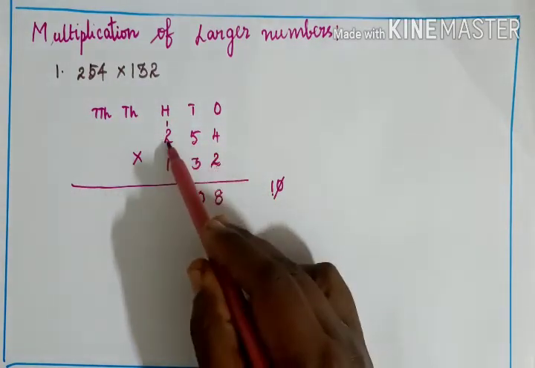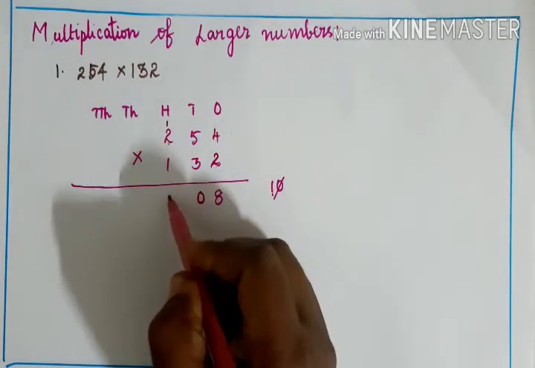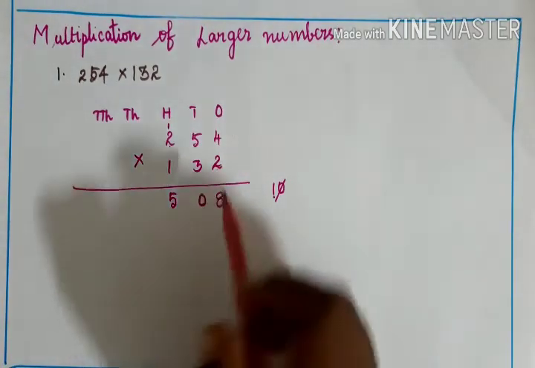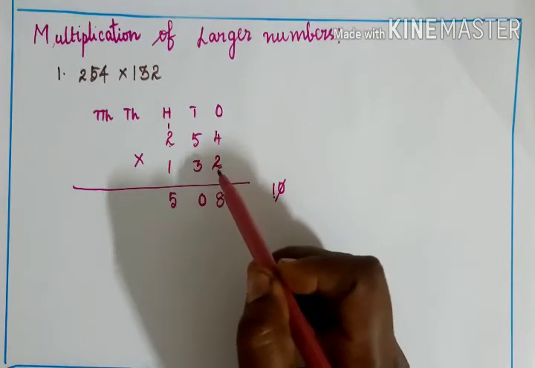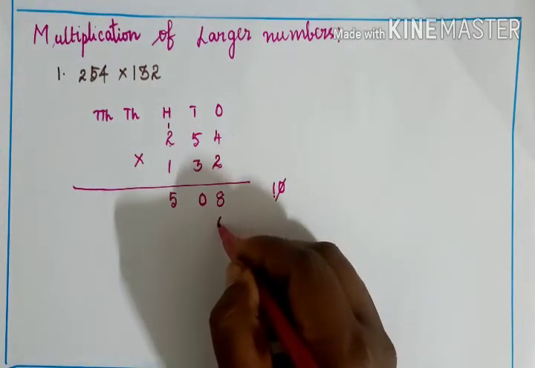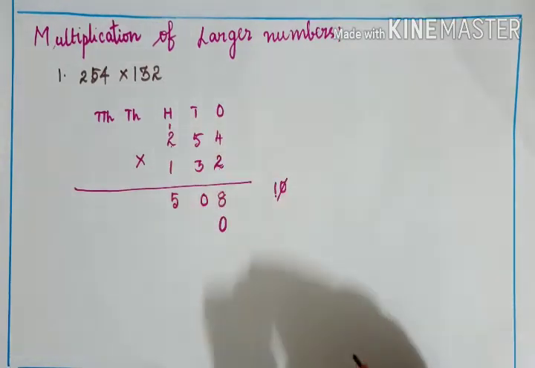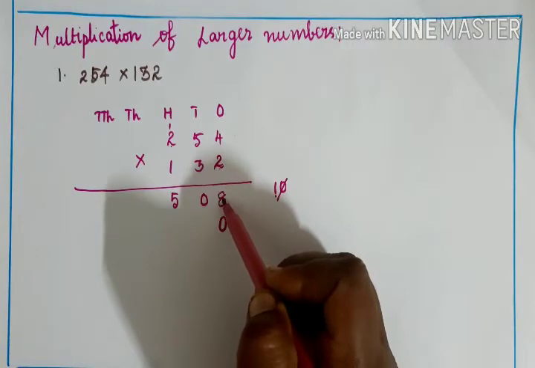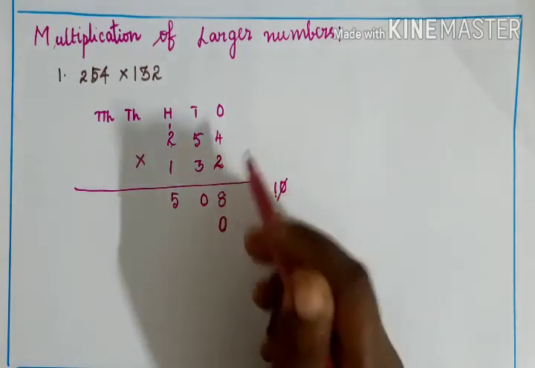Next 2 twos are 4. 4 plus 1, 5. Is it clear? That's all. Next we have finished the ones place. Now we are going for the tens place, so that the ones place should be 0. Again I say, repeat, we have completed multiplying with the ones digit. So that ones place we have completed.